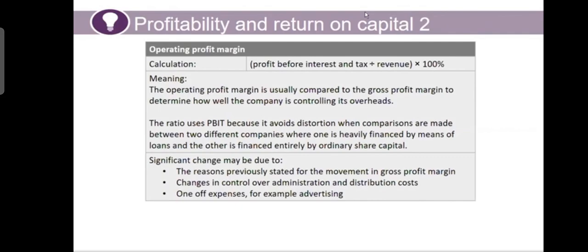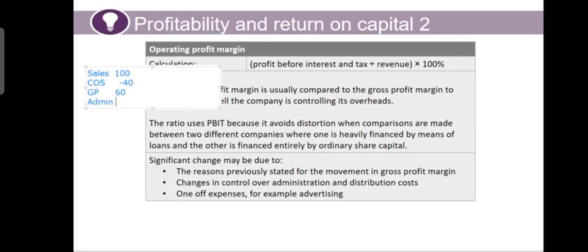What does that mean? It means that when you've got your sales, which are 100, your cost of sales, let's suppose, minus 40. So you get your GP, which is 60, and then you have your admin, which is minus 20. And then you have your distribution expense, say, minus 10. And here I put other expenses, which are again minus 10. So your PBIT is equal to 20.